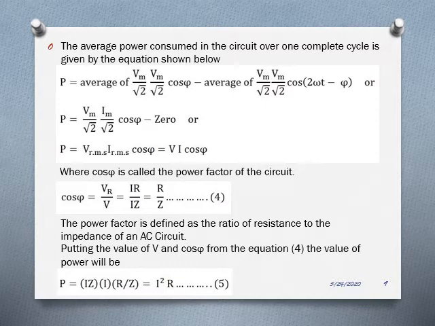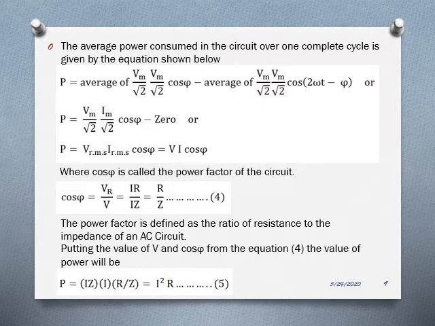Okay. Now the cos phi term is nothing but the power factor. You may calculate it as cos phi equals VR by V, that is R by Z. The definition is that it is the ratio of resistance to the impedance of the AC circuit. Now if you put this value of V and cos phi into this equation, you will get P equals V, which is nothing but IZ, times I times cos phi, which is R by Z. So you get it as I squared R.